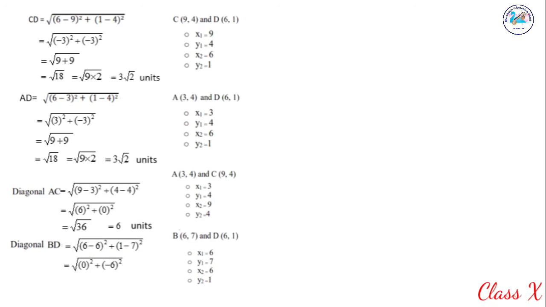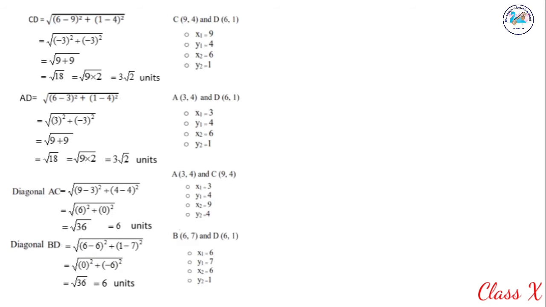Further calculation, that is 6 minus 6 is 0. 1 minus 7 is minus 6. So 0 square plus minus 6 square. That is equal to root of 36 only, because 0 square is 0, minus 6 square is 36. So root 36, that is equal to 6 units.